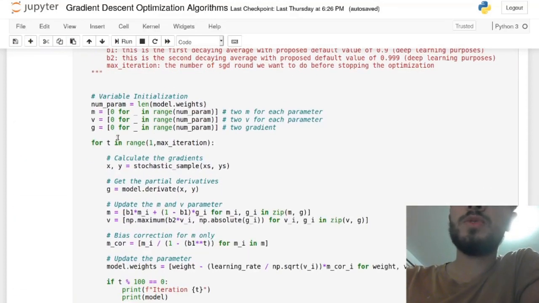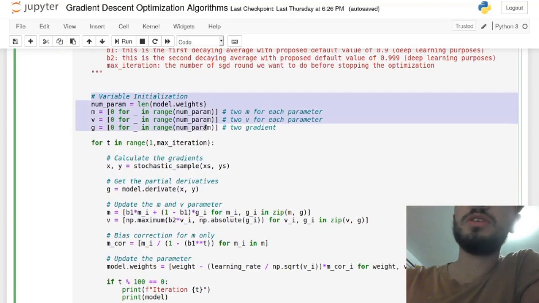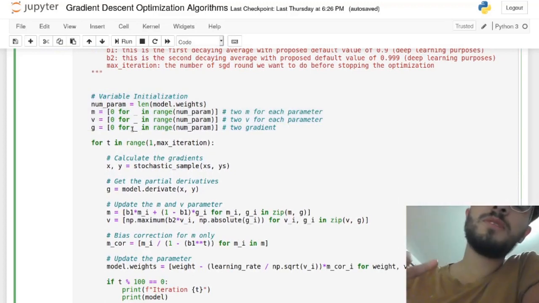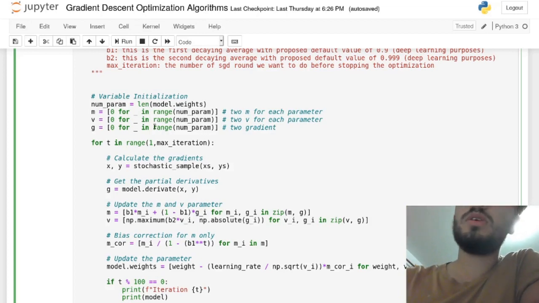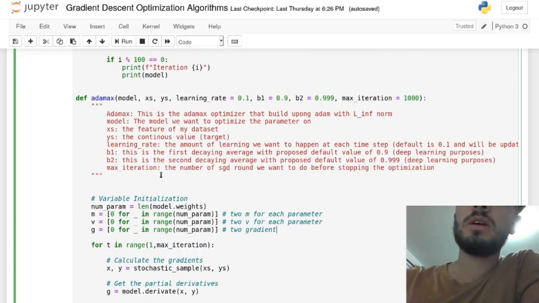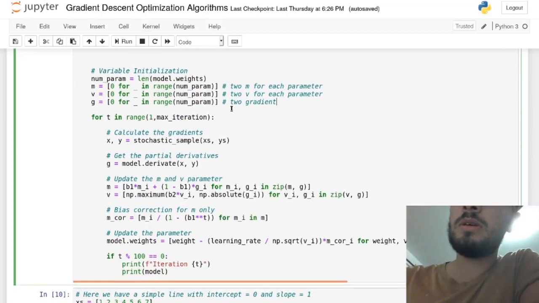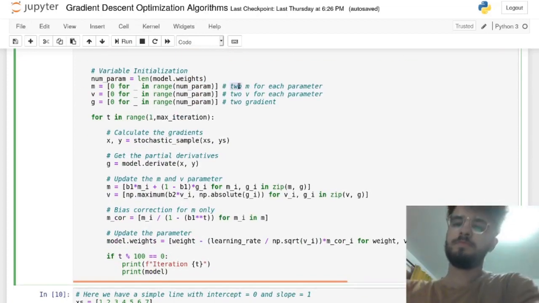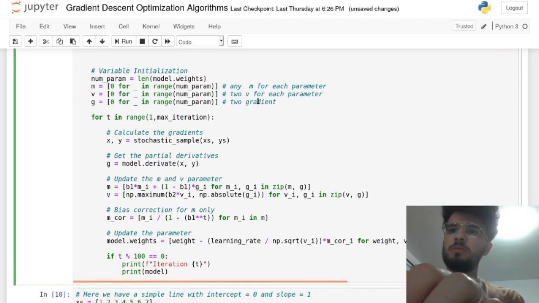Perfect. So we can dive into the formula. We have some variable initialization over here. If you looked at the previous video, I was actually trying to hard code 2, but here this function can actually accept any number of parameters.